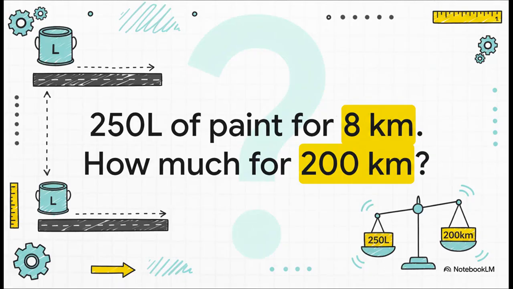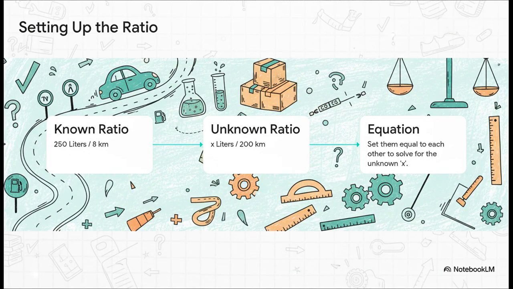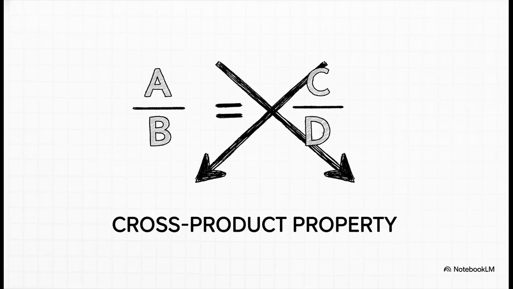Okay, let's try another one. The numbers here aren't as friendly, which is where these methods really shine. All right, let's use the ratio method. We'll set up our equation, putting liters over kilometers for both. Now we just cross-multiply and solve for our unknown.